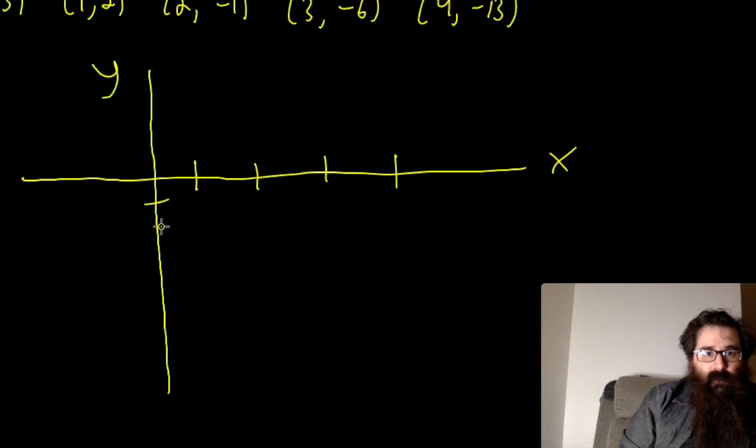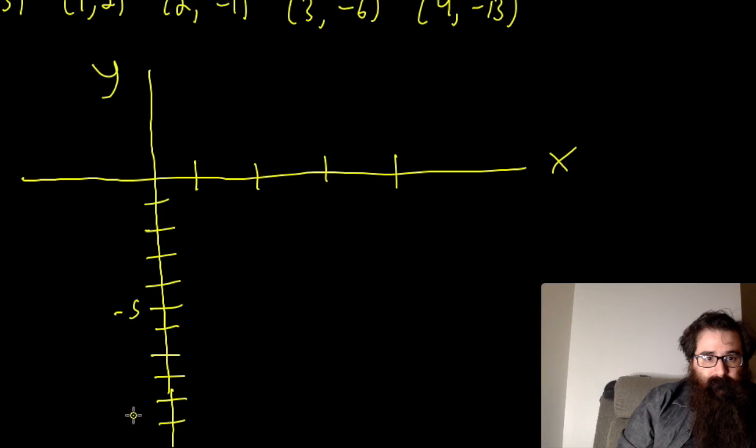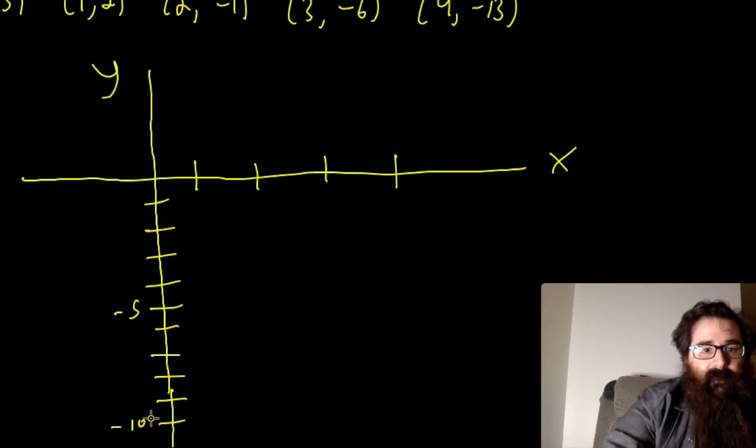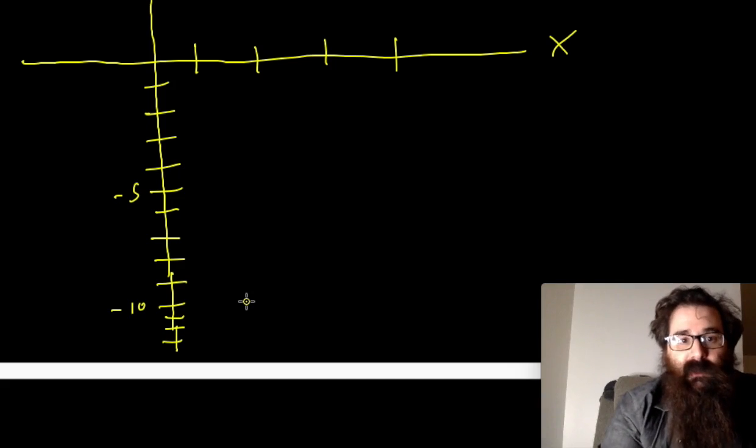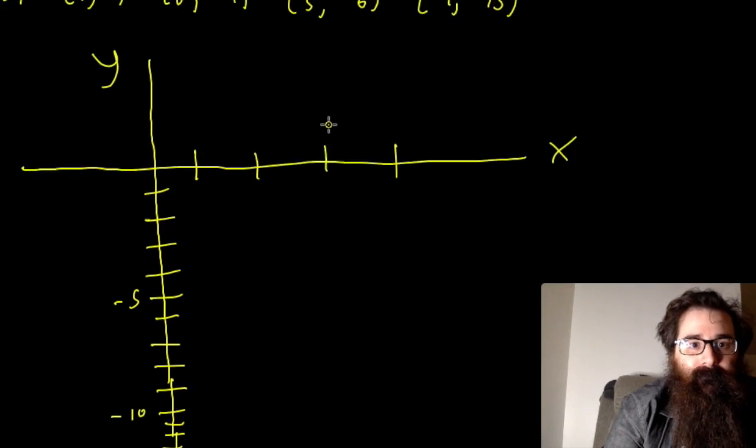So we'll do negative 1, negative 2, negative 3, negative 4, negative 5. I'll label that. Negative 6, negative 7, negative 8, negative 9, negative 10. I'll label that. And just a bit more. See if I can fit it. Negative 11, negative 12, negative 13. Good enough, right? I'm trying to get some rough sketch here.